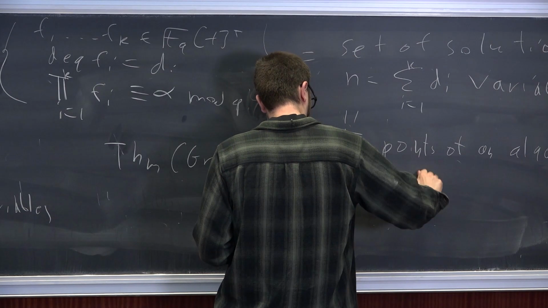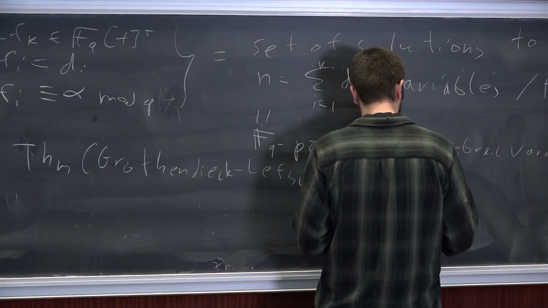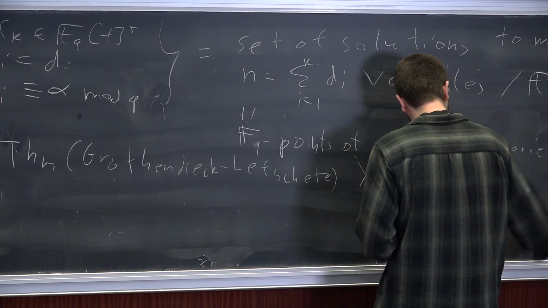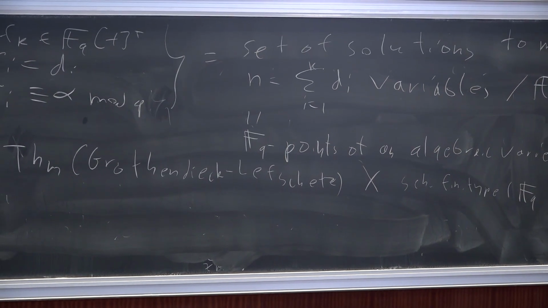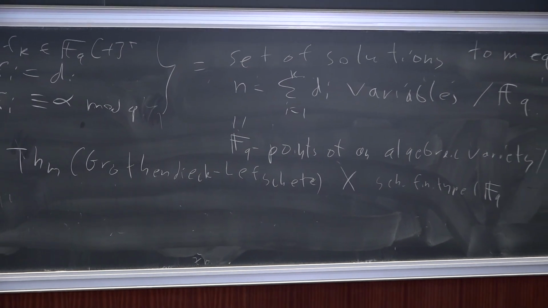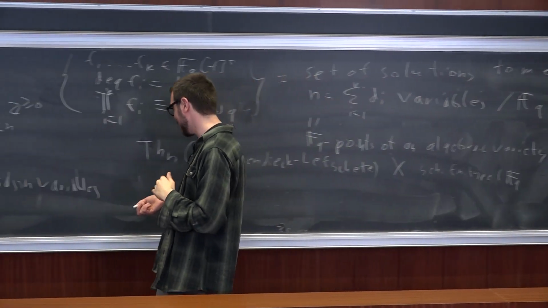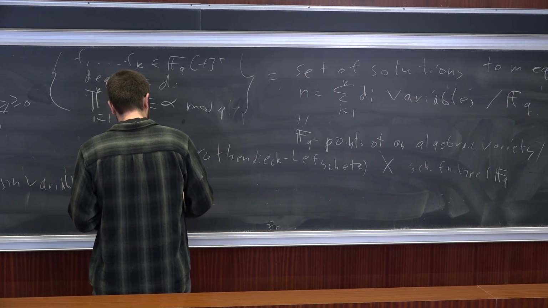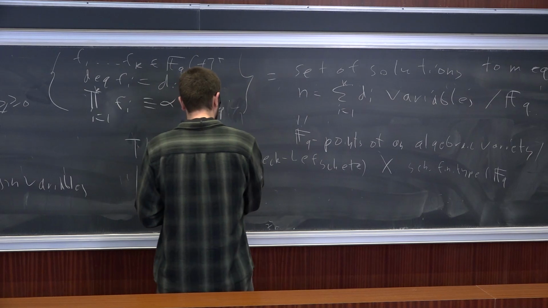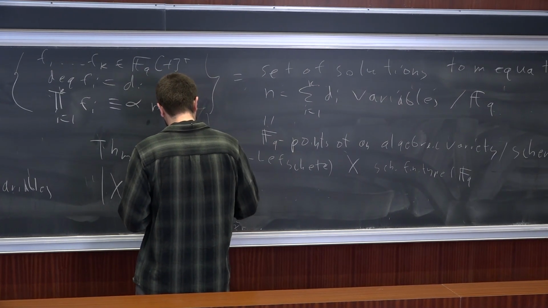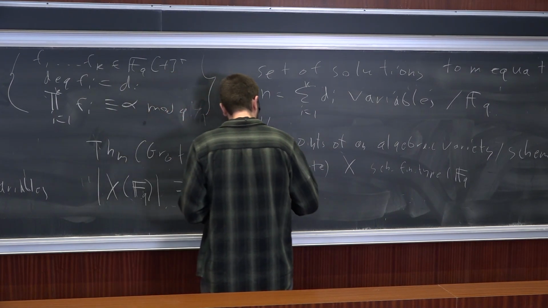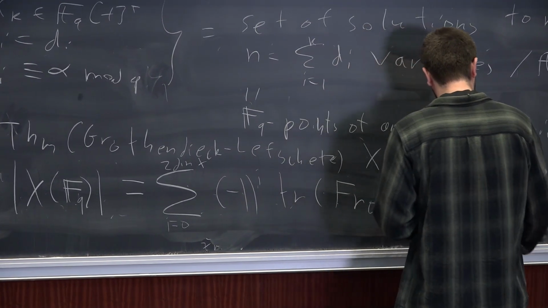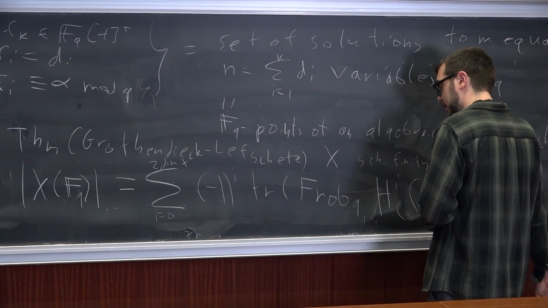So the Grothendieck-Lefschetz formula is, if X is a scheme of finite type over Fq, which for simplicity you can also say X is a solution set of finitely many polynomial equations in finitely many variables over Fq, then the size of the set of Fq points of X, the number of solutions to the equations, is equal to a sum from i equals 0 to twice the dimension of X, of (-1)^i times the trace of Frobenius on the compactly supported cohomology of X with coefficients in the l-adic numbers.